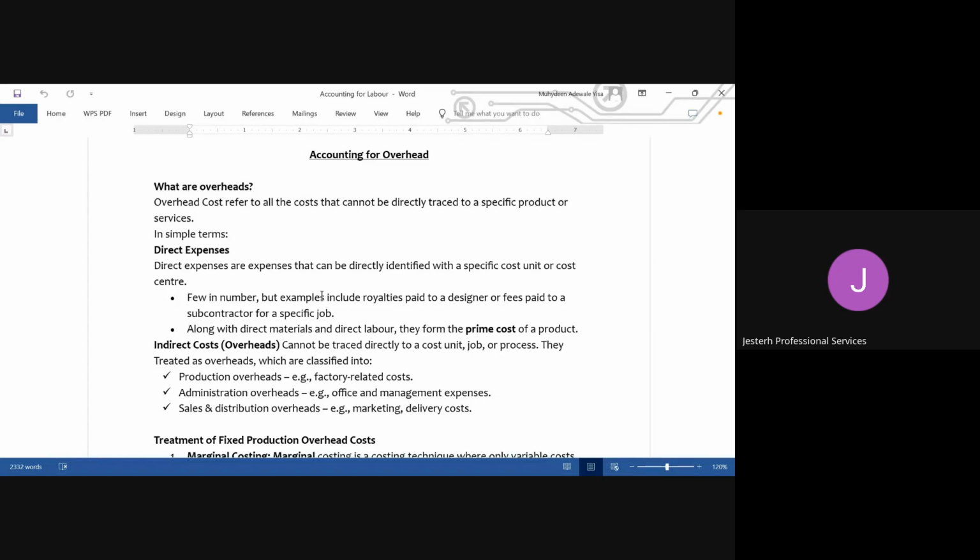Production overhead, those that are related to the production, maybe the factory or the electricity, others like that. And then we also have the administration costs, those non-production departments, but they also play a significant role in carrying out the activities of the production department.